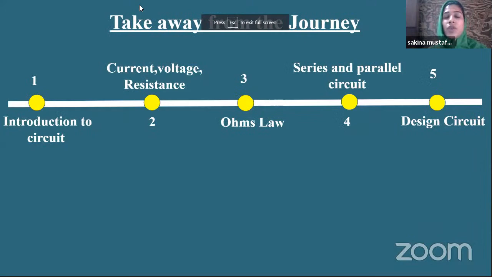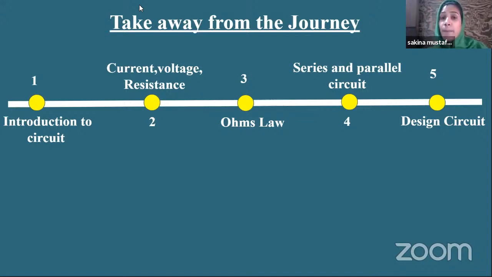So what we have taken away from this journey: we understood what a circuit is all about, the closed path, the flow of electrons, and how the bulb will glow. We understood the current. Current is the flow of electrons, measured in amperes. The voltage is the force with which electrons move, and the resistance suppresses the flow of electrons, the speed, and that is known as the resistance. Then we understood the relation between all three with the help of Ohm's law: V equals IR.